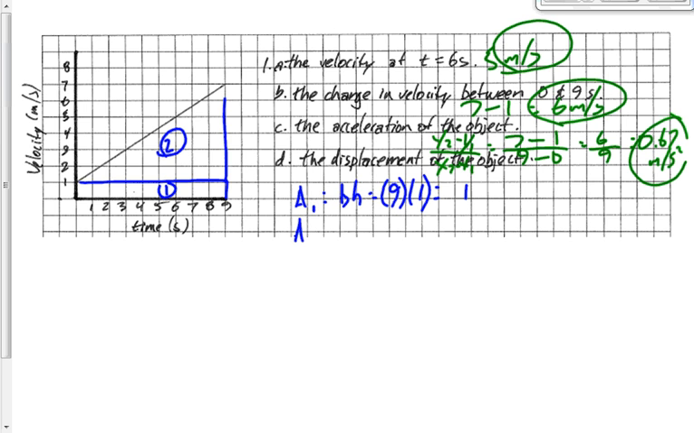Now for the second one, it's a triangle. It's 1/2 of base times height. The base is still 9. But the height this time goes from 1 to 7, so the height is going to be 6. That's going to give me 27. We add those up, we get 28.